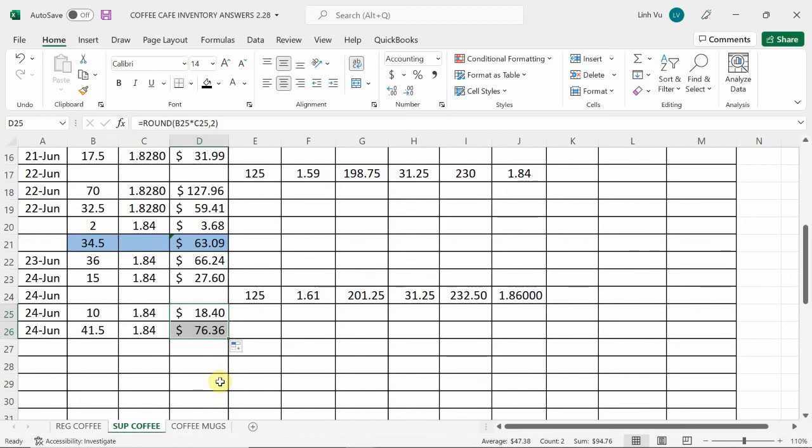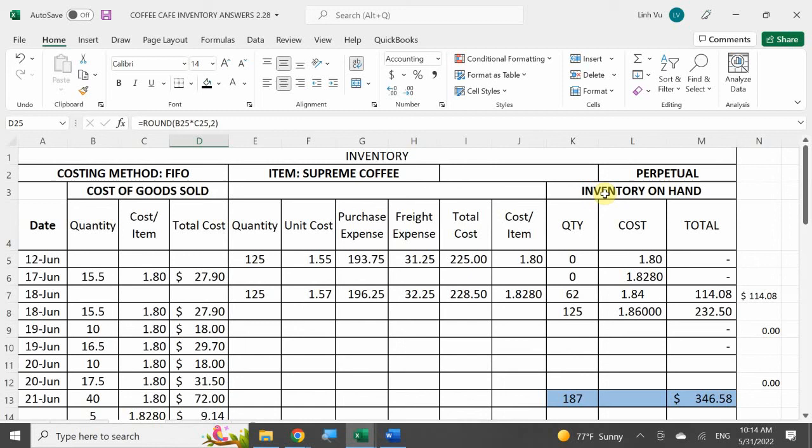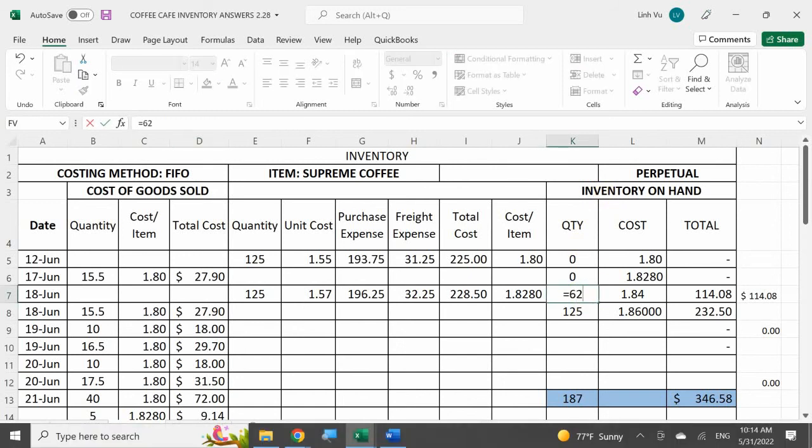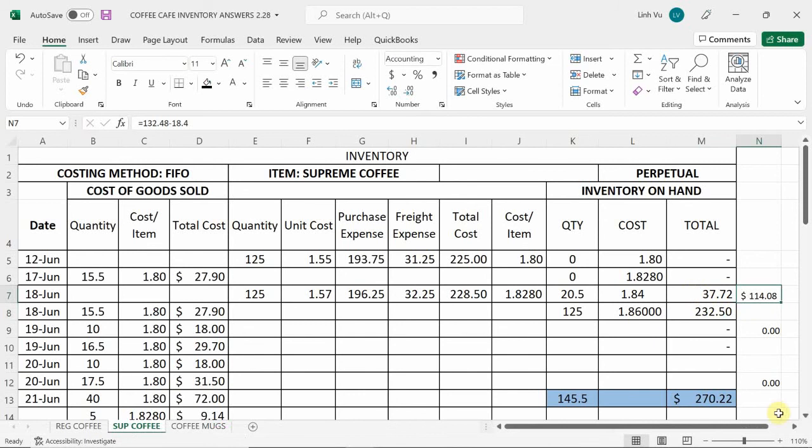76.36. Okay. So I need to now update my inventory because I just used 41.5 pounds from my 62 here. So 62 minus 41.5 gives me 20.5 pounds left. Okay. At 37.72, let's make sure that's correct.